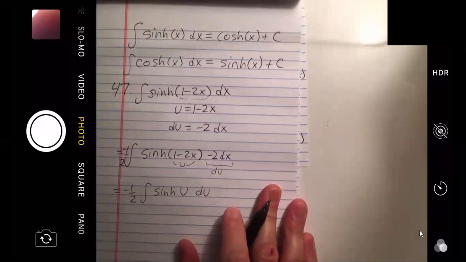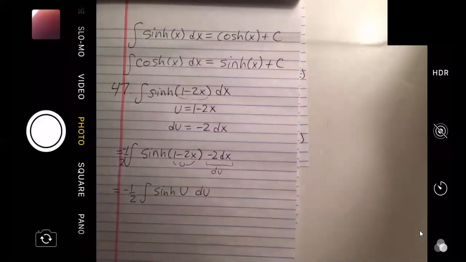I just have a question. Yeah. Isn't the integral of sine of x negative cosine of x plus c? Uh-huh. Then why did you put cosine of x on?